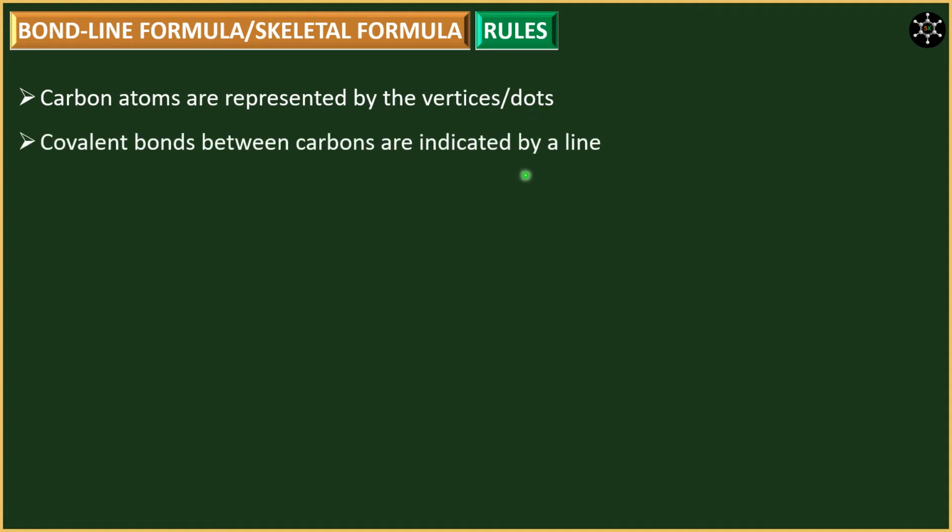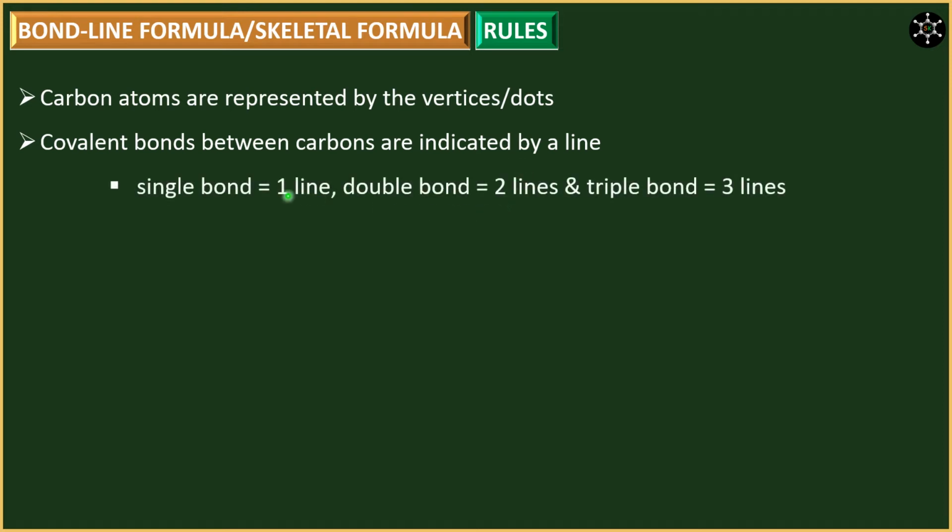In bond line formula, carbon atoms are represented by the vertices or dots. If we have 4 carbon atoms in the system, then it will be represented by 4 dots. If we have 5 carbon atoms, then it will be represented by 5 dots. Covalent bonds between carbon atoms are indicated by a line. If we have a single covalent bond between carbon atoms, then it is represented by 1 line. Double bond is represented by 2 lines. Triple bond is represented by 3 lines.